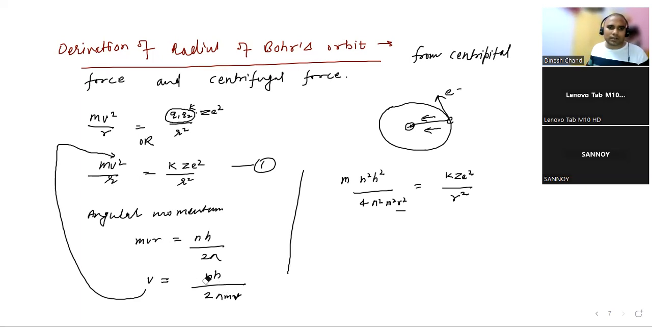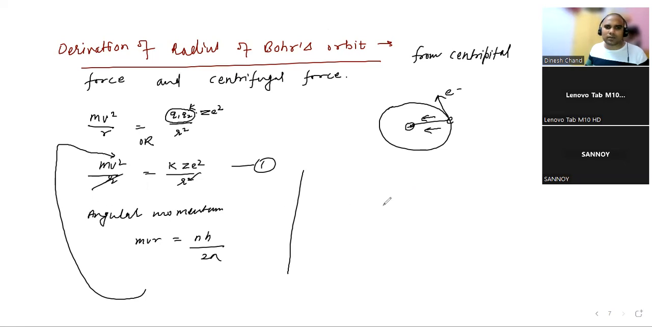Otherwise, what we can do now, instead of putting the value of V, you can put the value of R on one side. Let us rearrange. It will come automatically. Nothing to worry. One R and one R we cancel out. So mv square is equal to KZE square upon R. So R is equal to KZE square upon mv square.